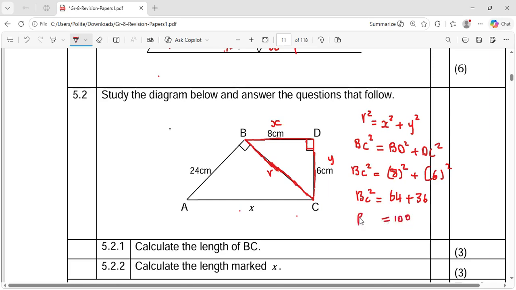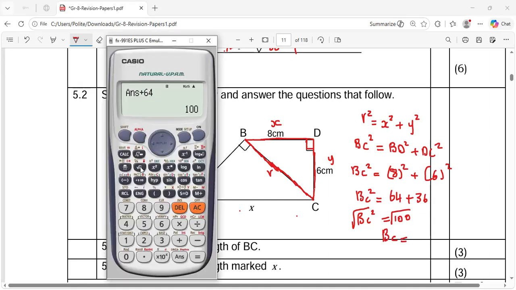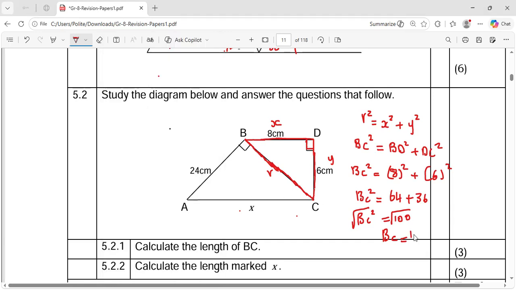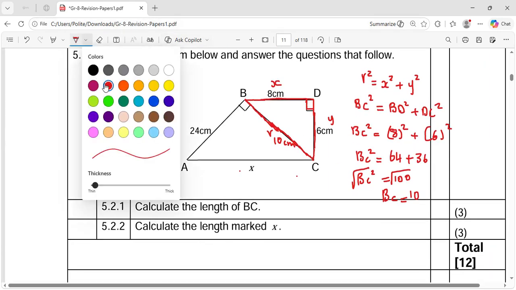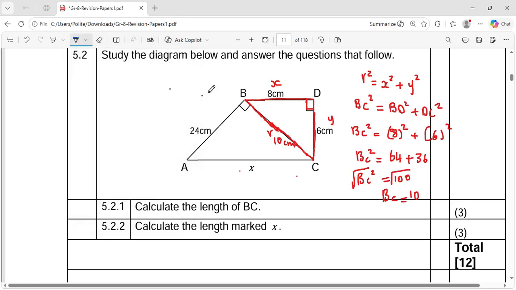And then BC squared. You have to take the square root of both sides. Therefore, what is BC equal to? When you take the square root of the answer, let's see, the square root of the answer, this gives us 10. So BC is 10. So the length of this is 10 centimeters. That's easy. That's how you collect those 3 marks. Let's look at what we have on the next one.